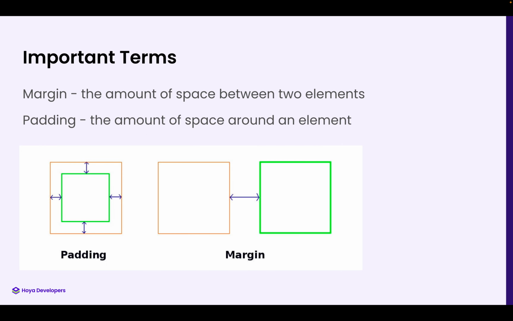These are two terms I wanted to introduce today: margin and padding. These are going to become everyday talk when it comes to the CSS lectures and actually coding styles. But the general idea is that margin is the amount of space between two elements, and padding is the amount of space around an element. They're different, and they're going to be different when it comes to actually writing CSS code.